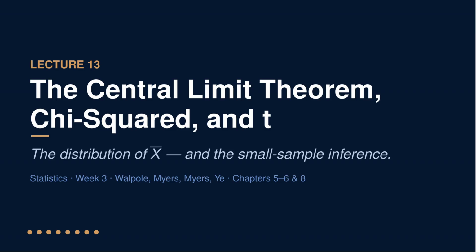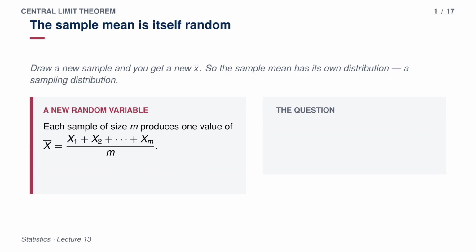It turns out that wobble has a beautiful, predictable shape. And once we know the shape, we can put real numbers on how much to trust a sample. Today, the Central Limit Theorem, and then 2 more curves it opens the door to, chi-squared and t. Let's name what we just described.